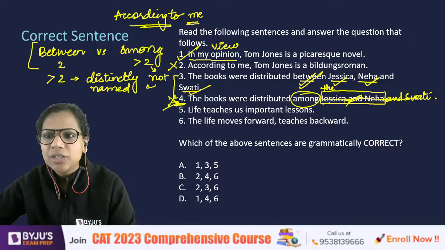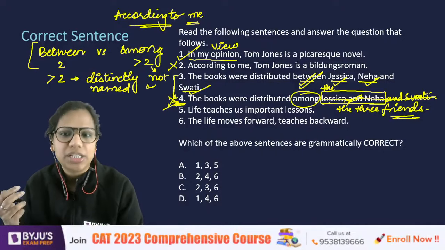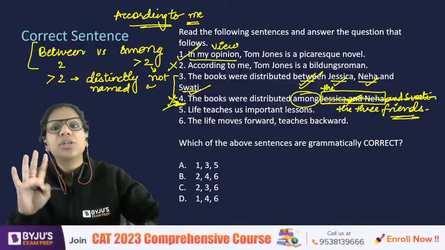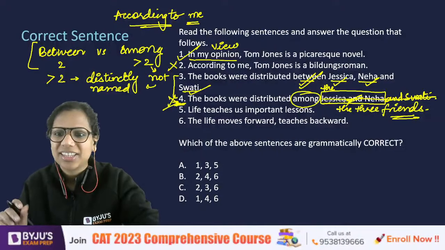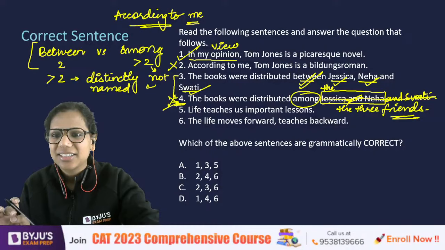When would this be correct? When I say among the three friends, let's say. Now I have not distinctly named them, I have just called them friends. So now among will be used, between cannot be used. Understood? Why between?